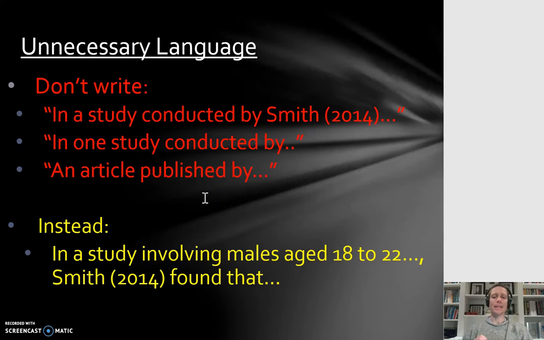Try to make the writing as concise as you can, and a lot of times that is trying to embed several components of what you want to cover within the same sentence. So try to remove any words that you can while still getting the same point across. For example, I'll get students that will write, in one study conducted by, or an article published by. Go right into talking about the study. So, in a study involving, and then talk about the participants and some demographics, what their ages were. Smith found that. So if you can, make it more concise.